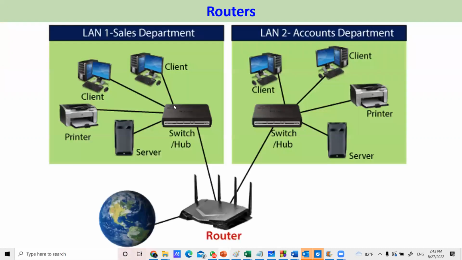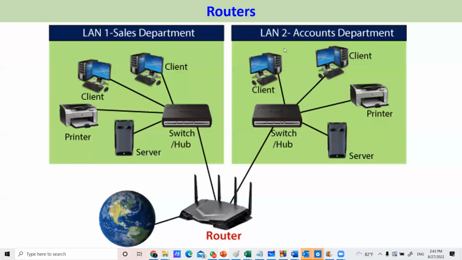Look at the image here. Try to understand this diagram. Here we have two networks. The first network is LAN 1. The computers and other devices in LAN 1 connect with the switch or hub.